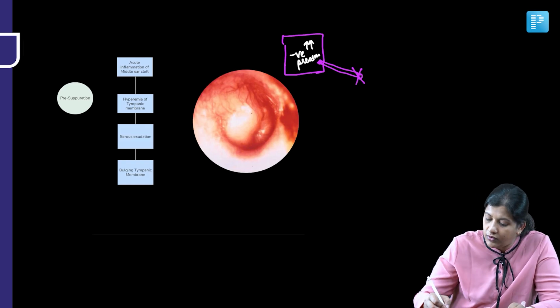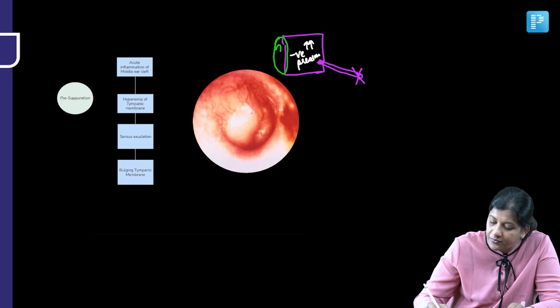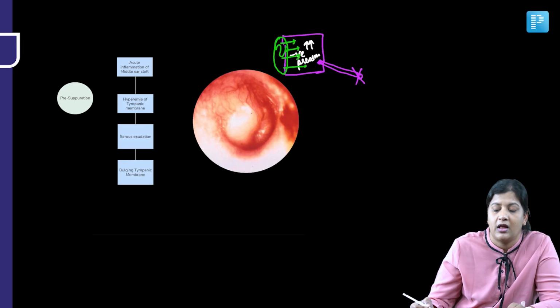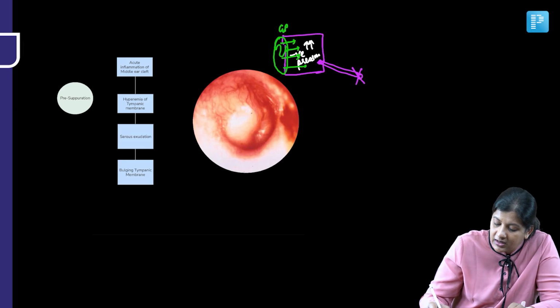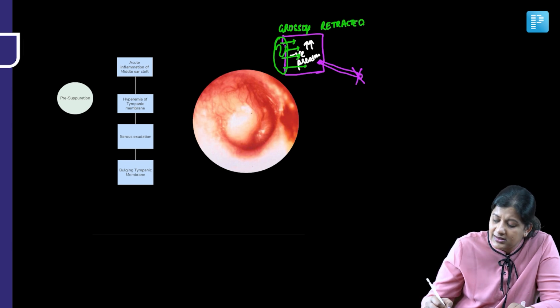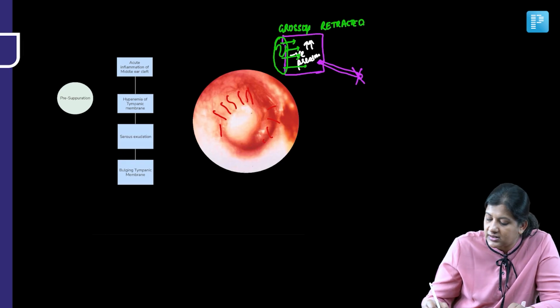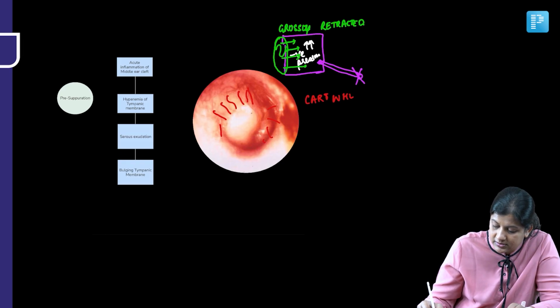So, what do you think would happen to the tympanic membrane? The tympanic membrane would get grossly retracted. When the tympanic membrane is grossly retracted, how would it look? It would look as though the blood vessels are radiating from periphery to center. Correct? Yes. So, this appearance we call the cartwheel appearance.